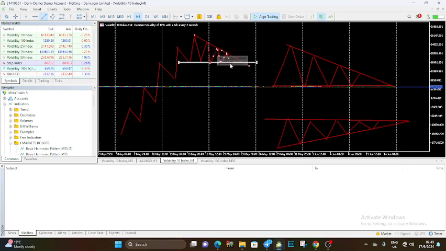So now, usually we've got two entry points. You can either wait for the strong bearish move to break like this, but since we are closer to the pivotal point, it's safer to put your entry outside this triangle.